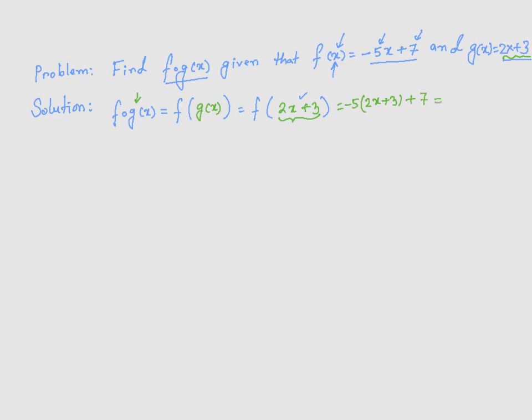If we simplify it, we get the following: negative 5 times 2x is negative 10x, then negative 5 times 3 is negative 15 plus 7. So finally your f compose g of x, or f composition g of x, is going to be negative 10x, negative 15 plus 7 is going to be negative 8, and that's what it is. So this is your answer to it.